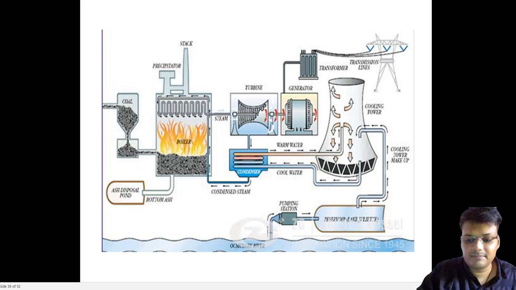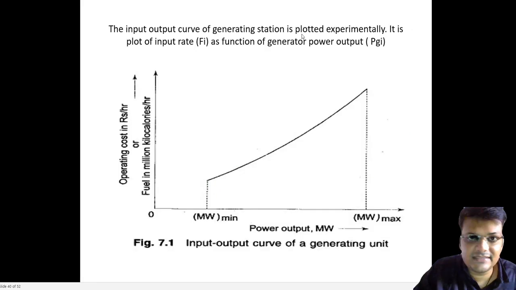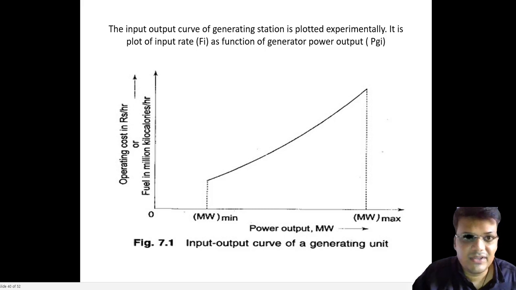The input output curve of a generating station is plotted experimentally. We don't know how it is varying, so it is plotted experimentally. It is a plot of the input rate. What is the input rate? At what rate the fuel is getting into the boiler, or in the case of nuclear or hydro, it is similar. The input fuel as a function of generator power output. What is the power output we are getting? That is called the input output curve of a generating unit.